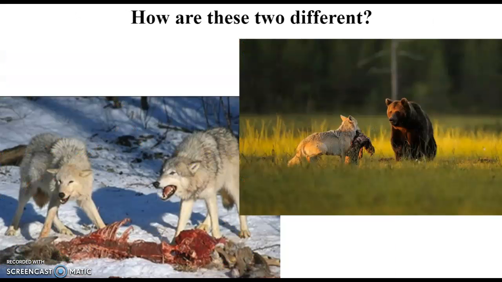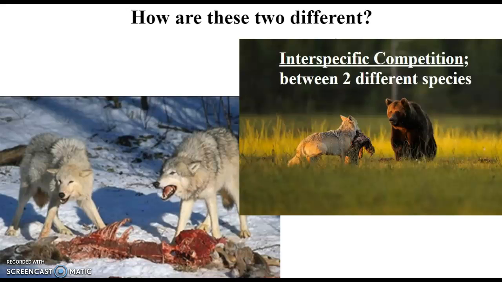Here you have competition. The wolves competing against other wolves for this carcass, or a wolf and a bear competing for a dead carcass. So how are the two pictures different? Well, one has just one kind of species and the other has two different species. So this gets to how we can have competition that's different.